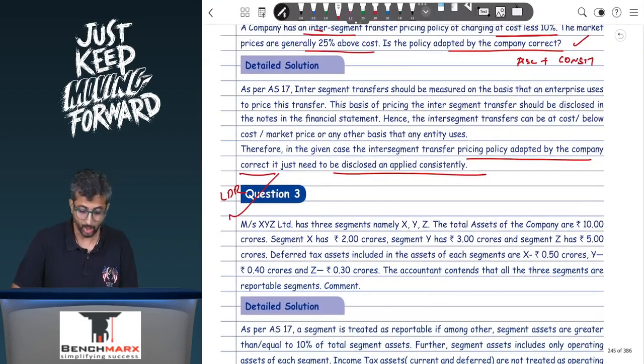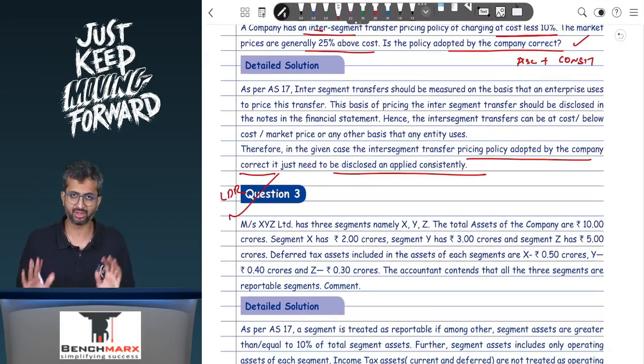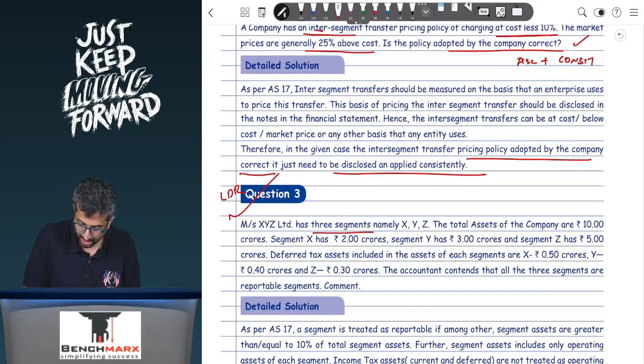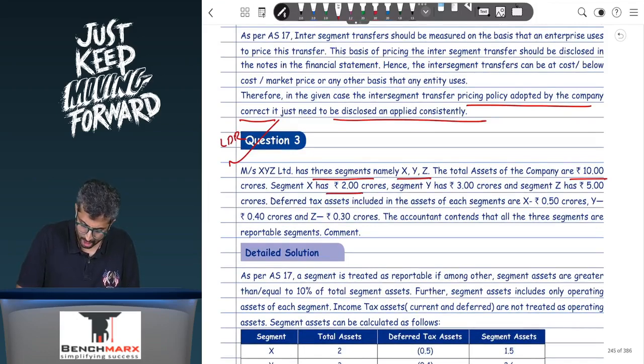That's about it. Now question number 3 is on the concept of segment assets. Segment assets is the total assets minus non-operating assets, if any. So XYZ has 3 segments, X, Y and Z. The total assets are 10 crores. X over here has 2, Y over here has 3 and Z over here has 5. Deferred tax assets: it can be deferred tax or current tax, but basically a tax asset. Deferred tax asset is non-operating, it is linked to tax. Included in each of the segments are 0.5, so this is less 0.5. For Y it is 0.4, less 0.4, and for Z it is 0.3.